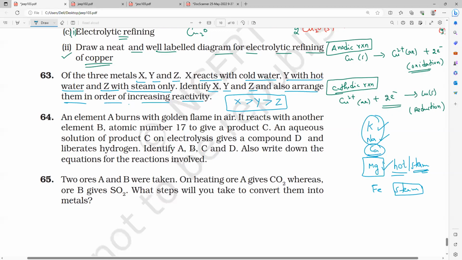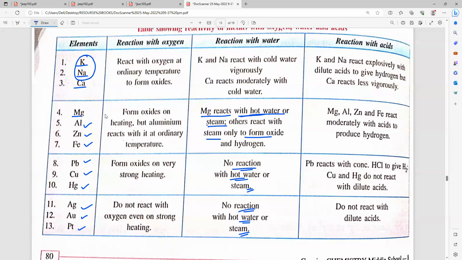Next, Z reacts only with the steam. So only with the steam means there may be three possibilities. What is that? Either aluminium.